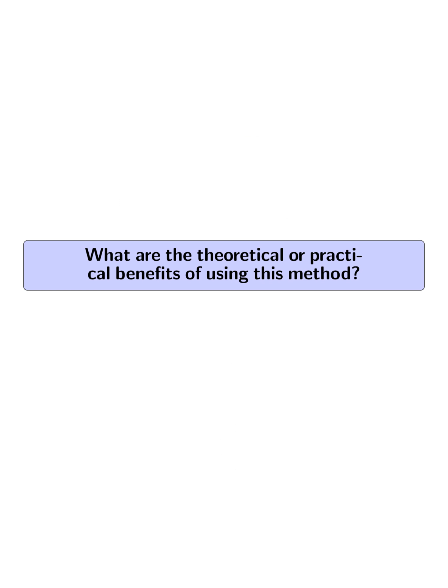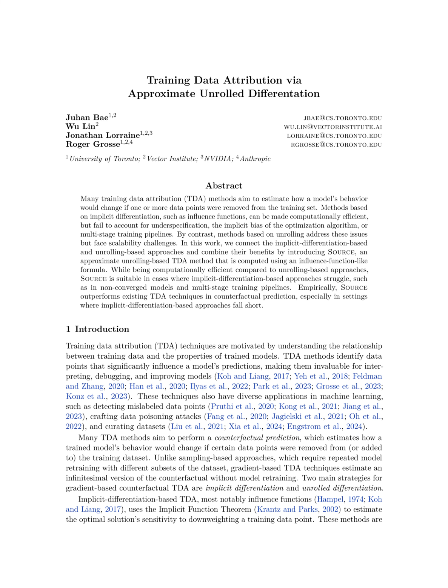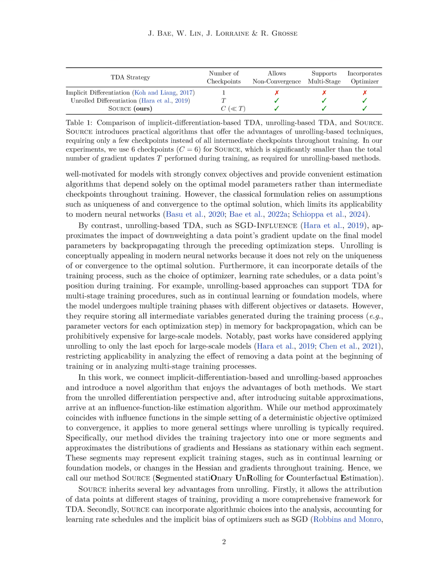What are the theoretical or practical benefits of using this method? The theoretical and practical benefits of using the SOURCE method lie in its ability to combine the advantages of implicit differentiation and unrolled differentiation for training data attribution, TDA. The method allows for the attribution of data points at different stages of training, providing a more comprehensive framework for TDA.